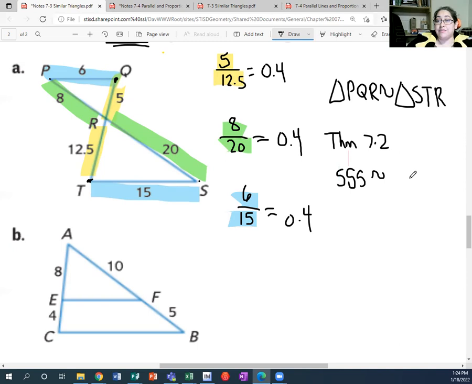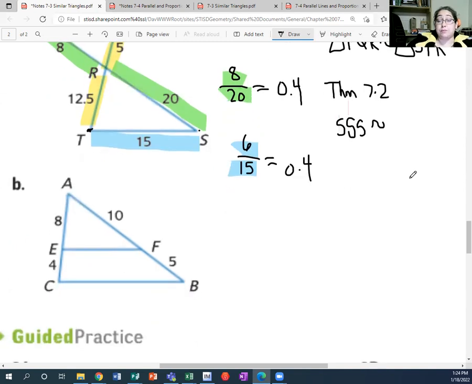Okay. Let's do B, because B looks kind of crazy. Like, there's only one triangle there. There's a triangle with a line. No, we got two triangles. We got the small one on the top, the triangle AEF, and then we've got the big triangle that's sticking out from underneath it, ACB.